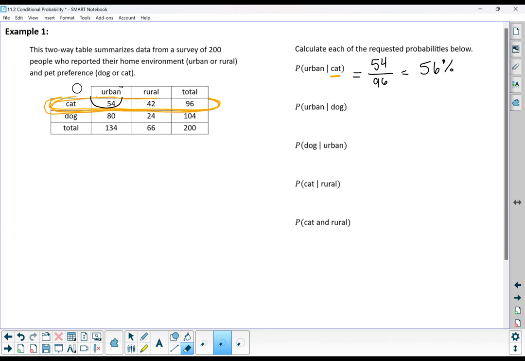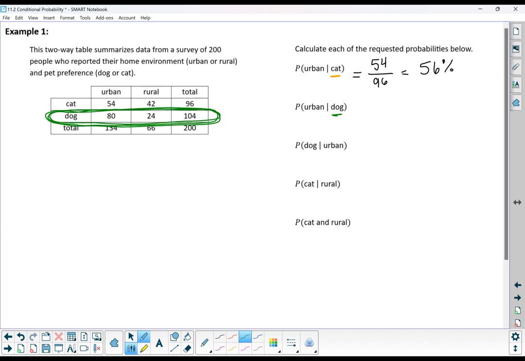Okay, let's try this one. It's also the probability of living in an urban environment, but this time the given condition is that they prefer dogs. So I'm only thinking about the group of people who prefer dogs, not the whole group, not the cat people, just the dog people. So this is going to be out of 104. And you can see that those who live in an urban environment total 80. So this is 80 out of 104.